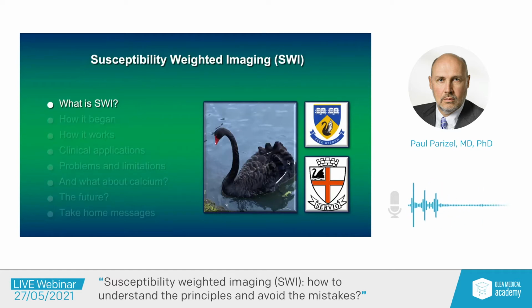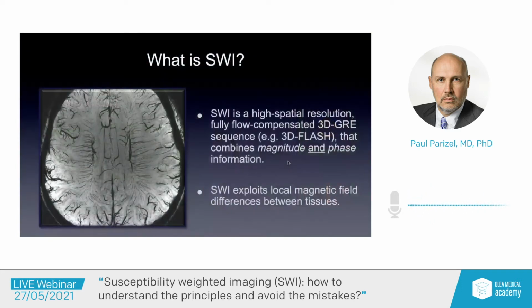So let's start with a definition. What is susceptibility weighted imaging? And I like definitions because it helps us to understand what we are talking about. So there's a few important elements in this definition. Susceptibility weighted imaging is a high spatial resolution, fully flow compensated, 3D gradient echo sequence that combines both magnitude and phase information. And it exploits local magnetic field differences between tissues.